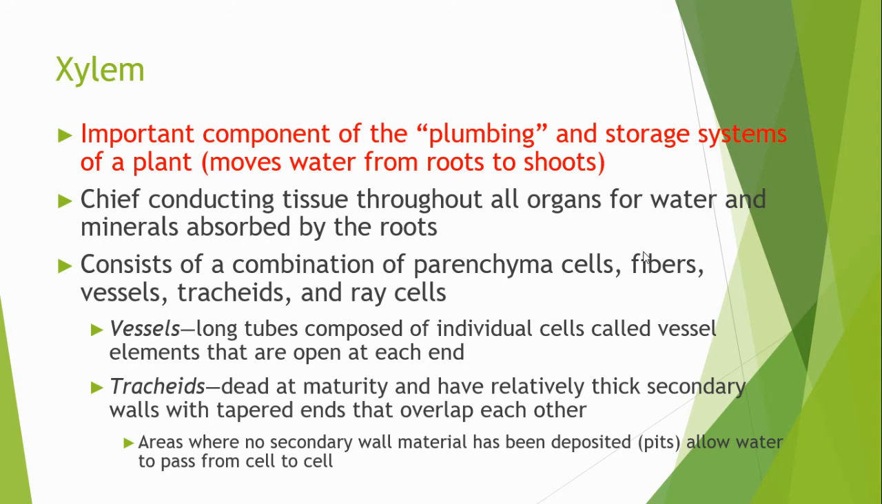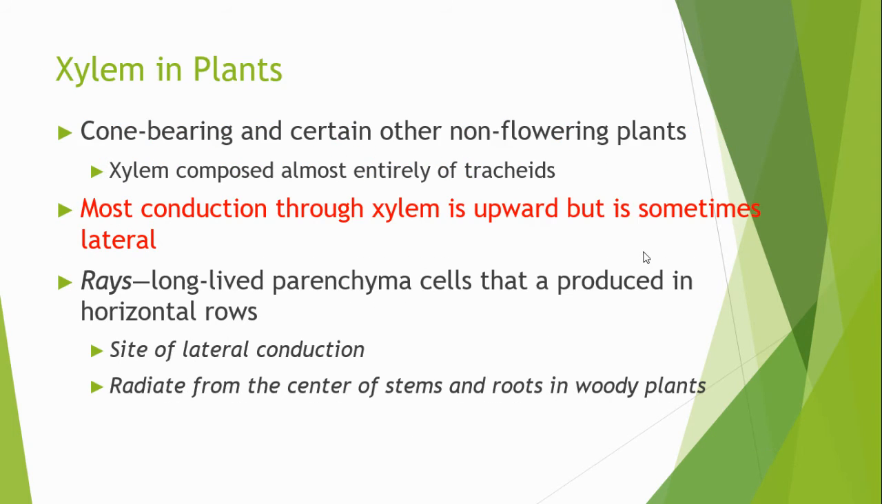Vessels are long tubes composed of individual cells called vessel elements that are open at each end. Think of a straw. Tracheids are dead at maturity and have relatively thick secondary walls with tapered ends that overlap each other. Pits are areas where no secondary wall material has been deposited. So pits, for example, would allow water to pass from cell to cell.